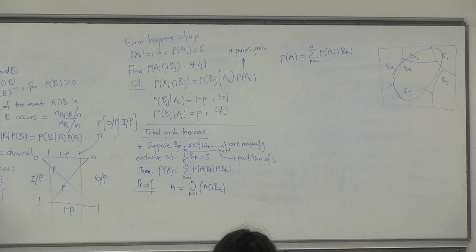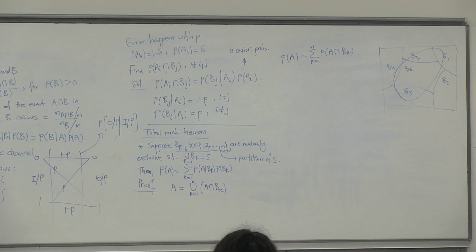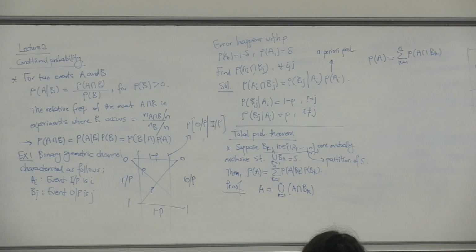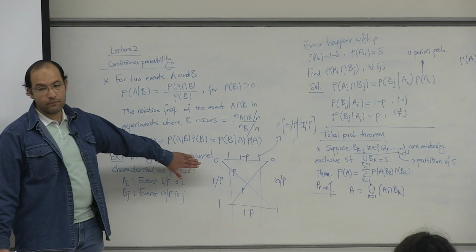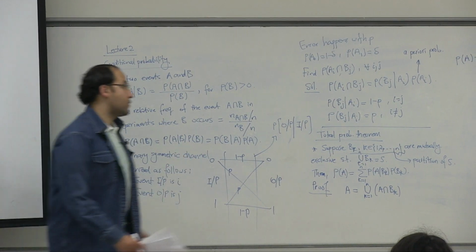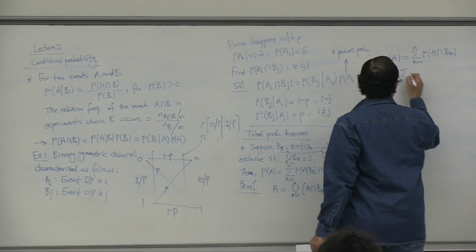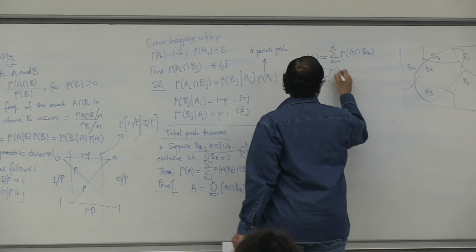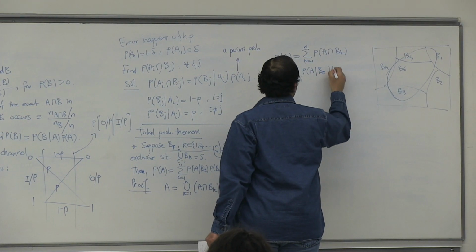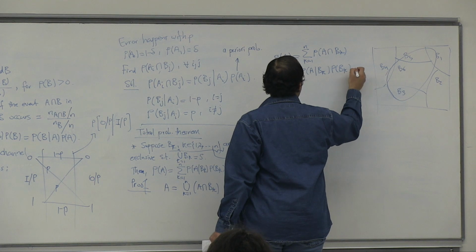Which is still on board? Right? Correct? So you get there immediately: this probability is a summation from k equals 1 to n of the probability of A conditioned on B_k times the probability of B_k.